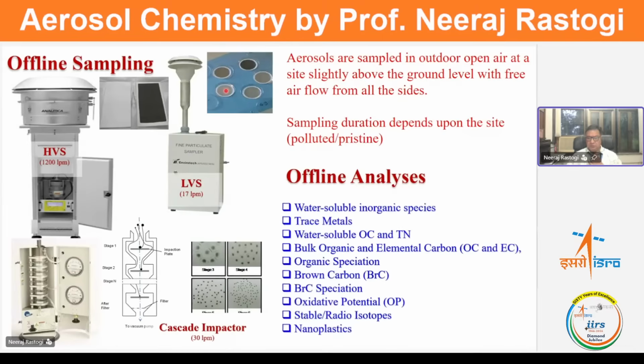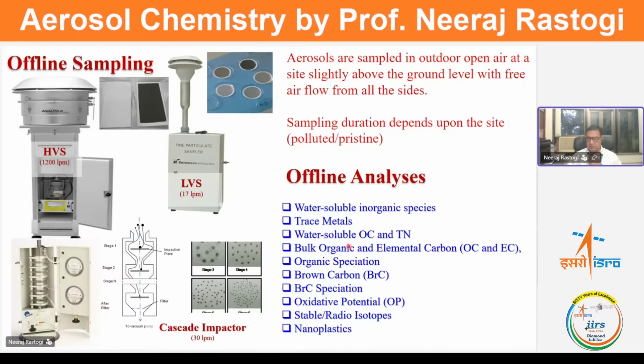And what kind of analysis do we do? There can be a wide variety of things like water soluble inorganic species. That includes sulfate, nitrate, ammonium, sodium, calcium, magnesium, etc., all ions. Then you can measure trace metals like iron, aluminum, lead, zinc, etc. You can have water soluble OC, meaning organic carbon, and water soluble TN, meaning total nitrogen. You can have bulk organic and elemental carbon, which is called OC and EC. You can have organic speciation. When we say speciation, it means now you are trying to find out whether it is PAHs or aliphatic or alcohol or ketone or ester or what. So then it is organic speciation. Then you can have brown carbon.